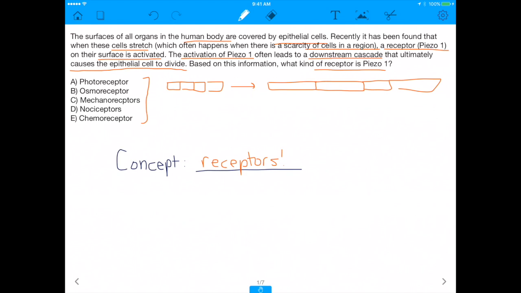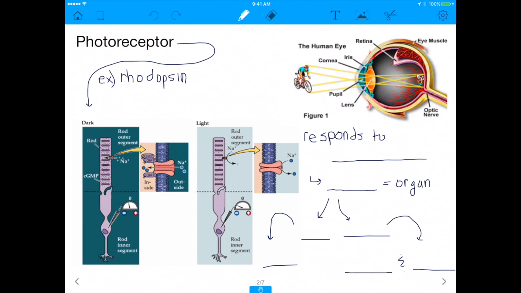And so I'm going to go down through each one of these. The point of this is not only so you know what the right answer is, but also so you learn what each of these receptors are and how they're relevant. So again, we want to make sure we're understanding that. With that being said, photoreceptors. The word photo means light, right? So these are receptors that respond to light.